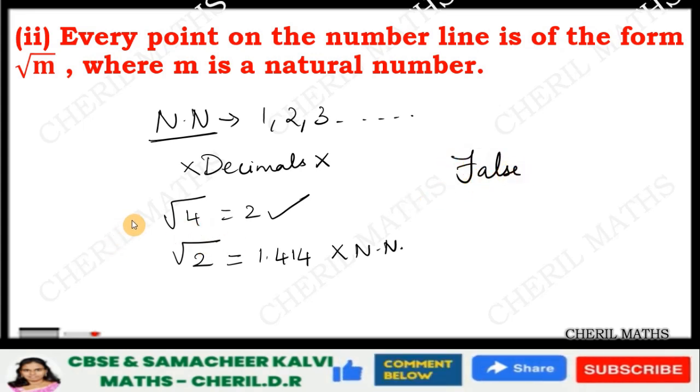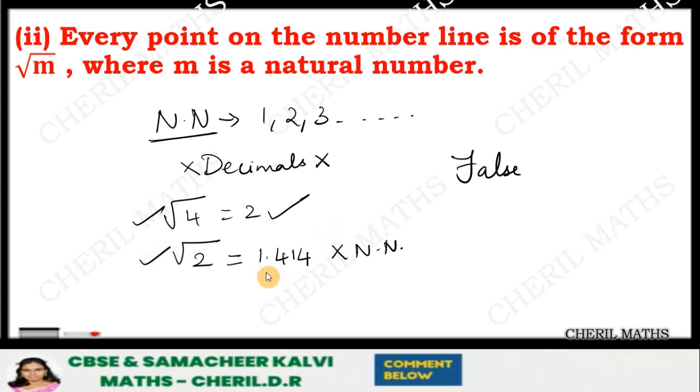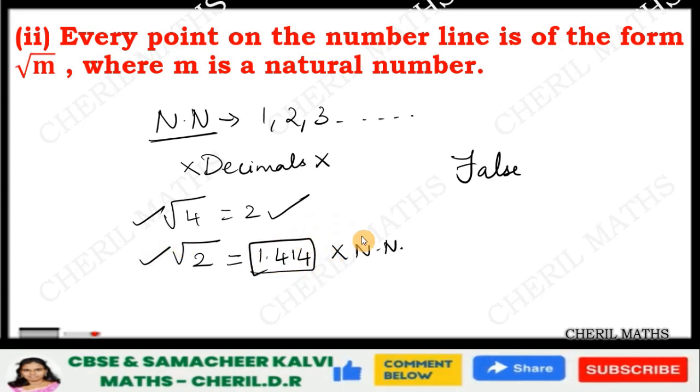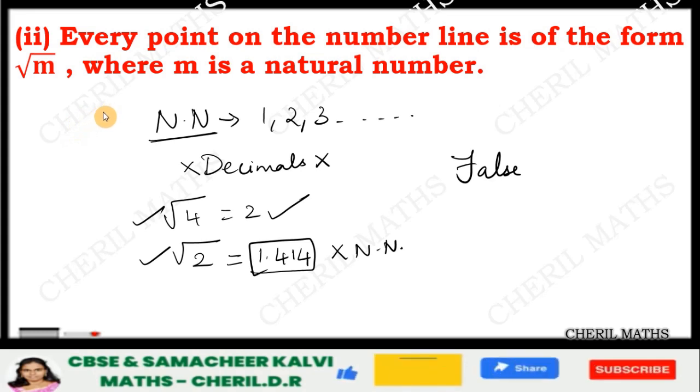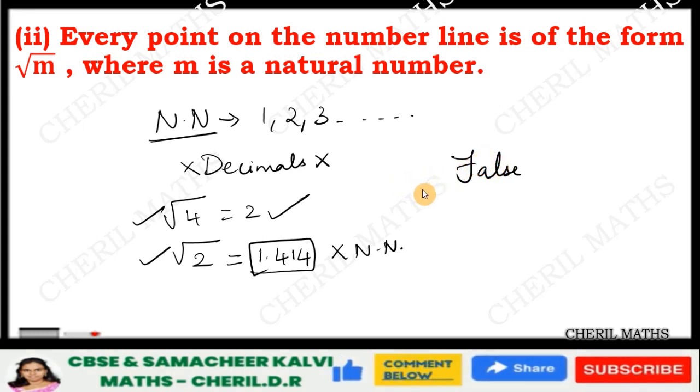For simple understanding, take these two cases. 1.414 is not a natural number, but it might lie on the number line. But if you take a negative number, it will not lie on the number line because it is going to be an imaginary number, as we discussed in the beginning of this video. Is it clear, children? Have you understood the second one? Now can we get into the third question?